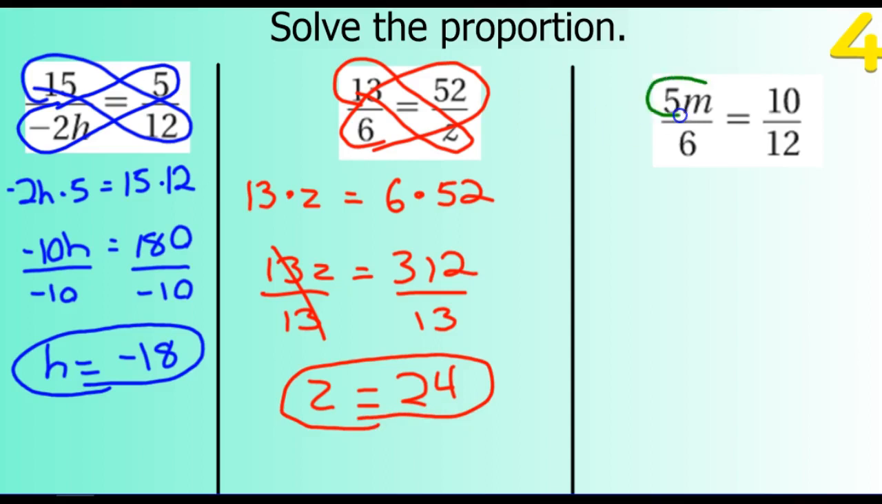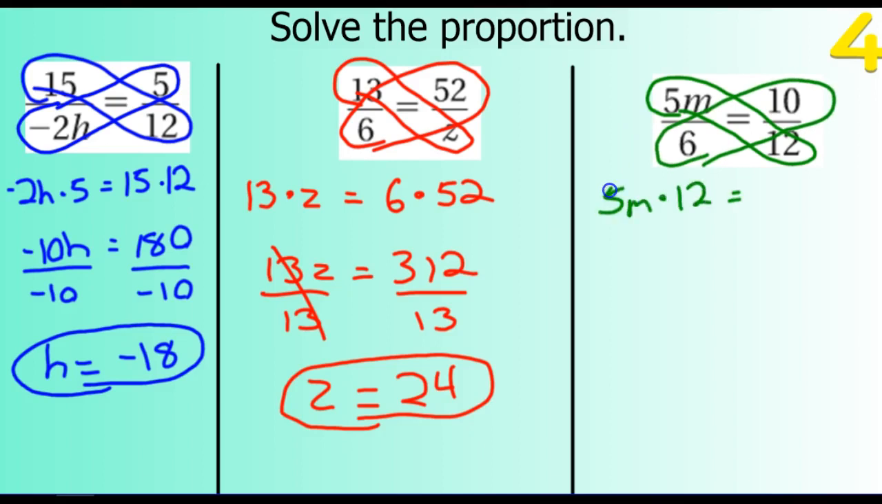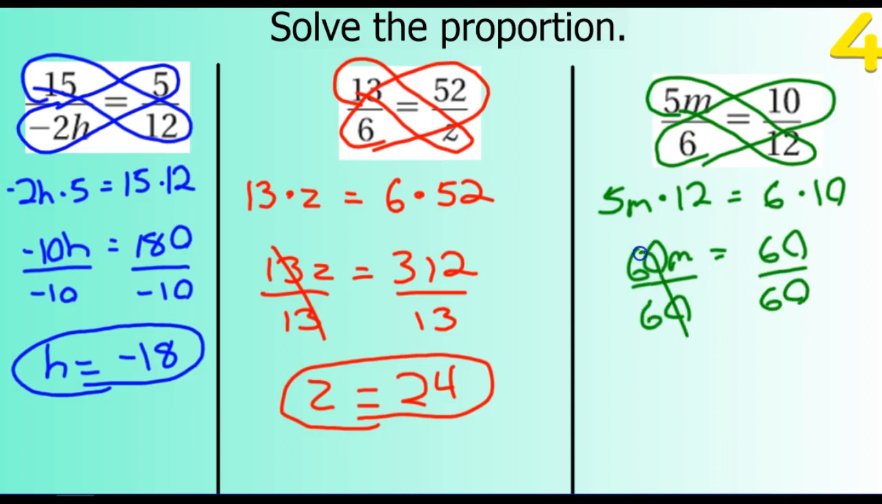Last problem, cross multiply these and these. So 5m times 12 equals 6 times 10. 5 times 12 is 60m equals 6 times 10, which is 60. Divide by 60. M equals 1.